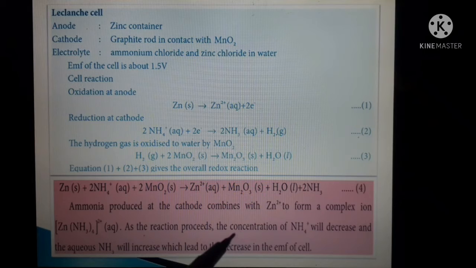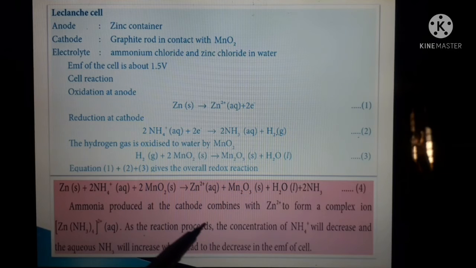This is the reason for the dry cell's weakness after some days, because of reducing ammonium ion and increasing ammonia. This is the reason for this. This is a very, very important point in NEET exams also. Okay.